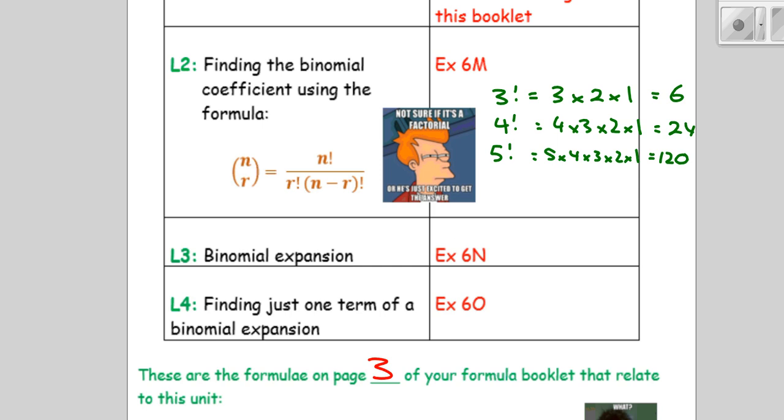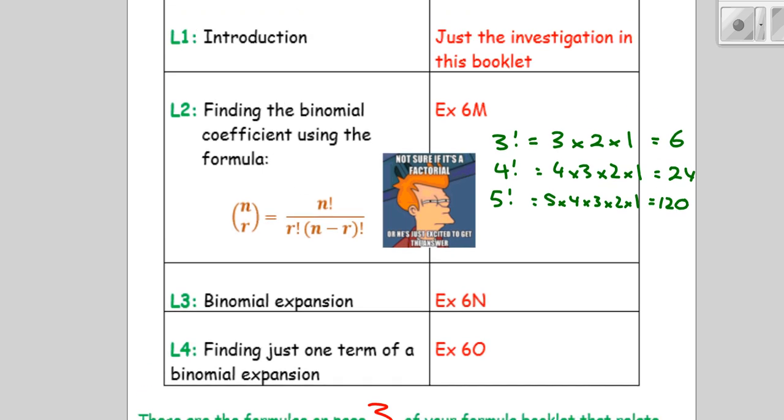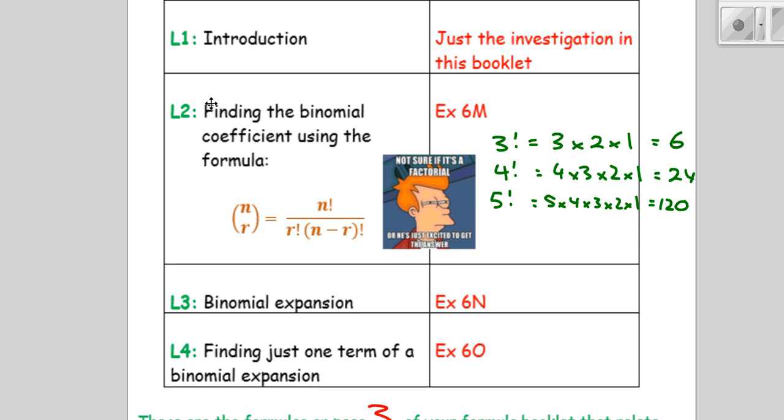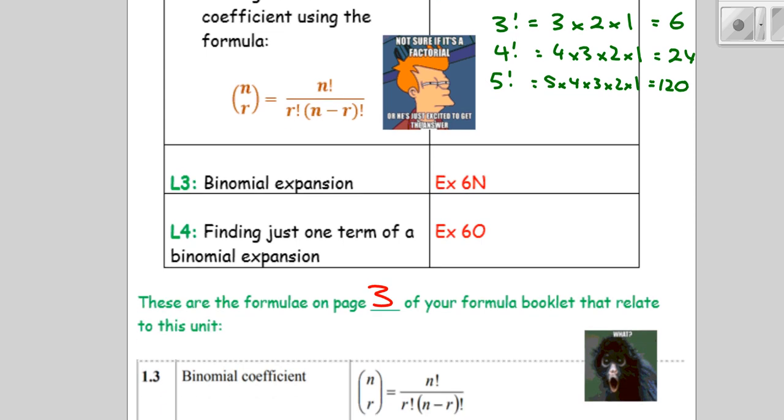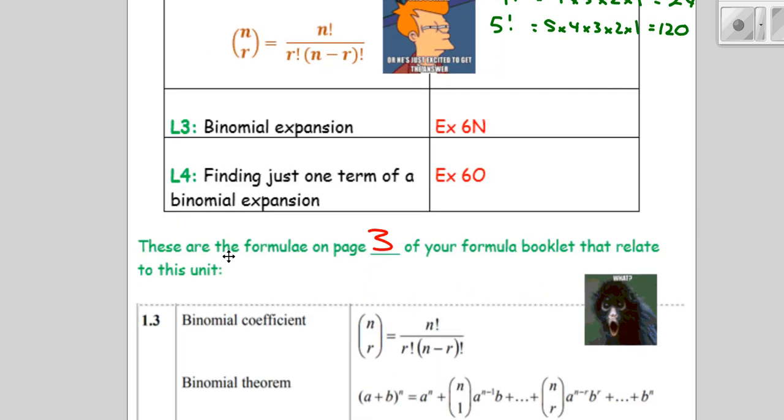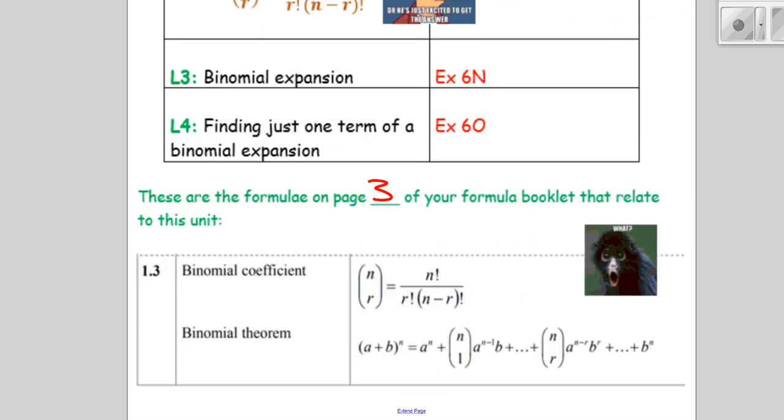So we're going to be just finishing off this, because you might have had a lot of questions about the investigation, that's fine. And then we'll start L2. L2 is only about 4 pages, or 2 pages front and back. There are formulas in the formula booklet. When we start L2, we'll be focusing on this formula, and just a reminder that you would get this formula in the formula booklet.